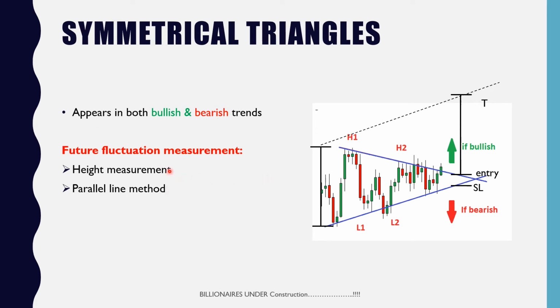In the height measurement method, we draw a vertical line over here, which is also called a distance line. We copy it from here and paste it over here where the breakout will happen, and this breakout point will be your entry level, with the target price of this and the stop loss at this support line. In the second method, the parallel line method, this dotted line drawn over here is parallel to this support level, and this line will again give you an idea about the target price and the stop loss levels.